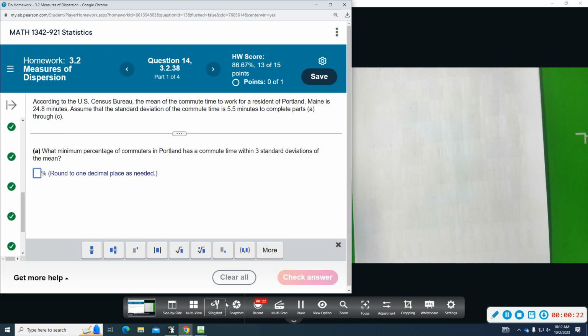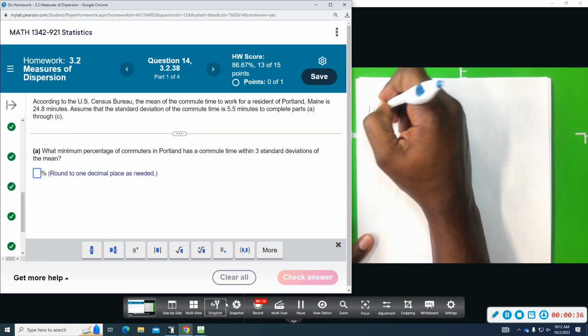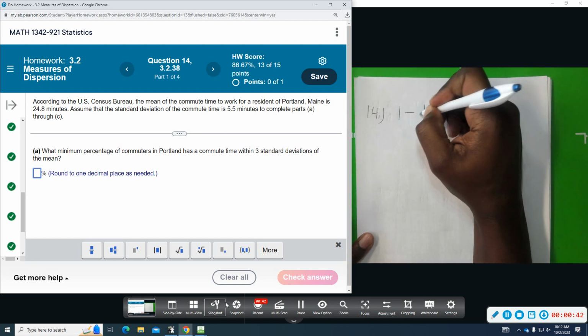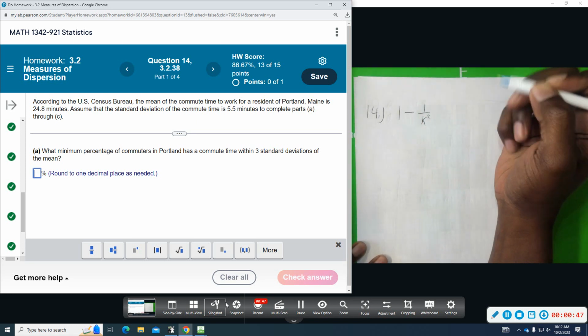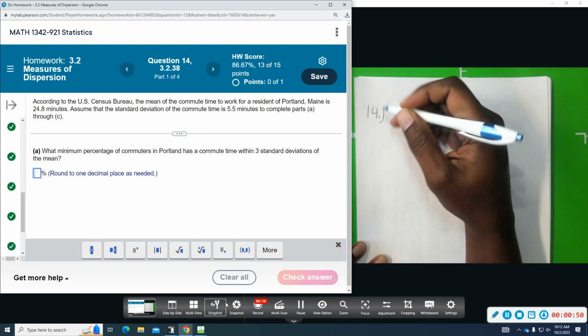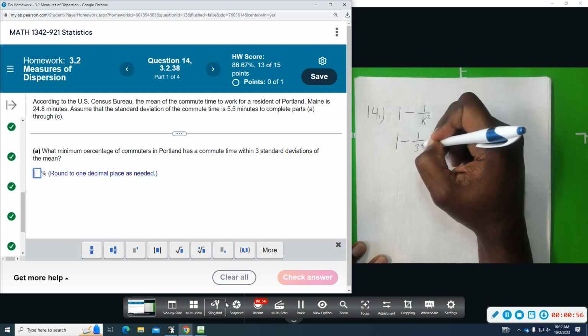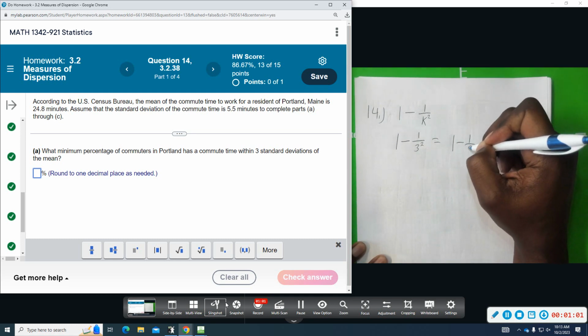So with this one, we were not told it was bell-shaped, so we don't know that we can use the empirical rule, but we can, however, use Chebyshev's theorem. With Chebyshev's theorem, it says 1 minus 1 over k squared, where k is the number of standard deviations. We wanted to do 3. So if I do 1 minus 1 over 3 squared, that will give me 1 minus 1 over 9.